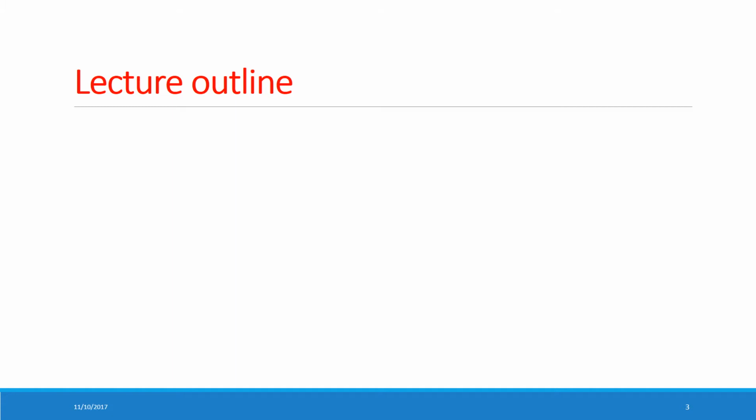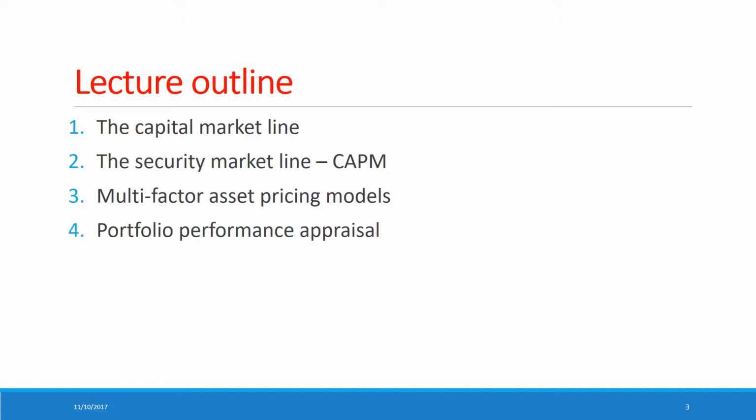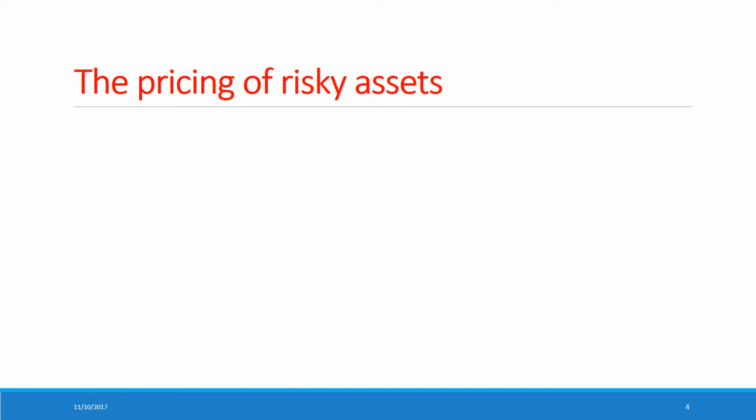So the outline of this lecture includes, firstly, we introduce the capital market line. Then we introduce the security market line, which is basically the CAPM model or the capital asset pricing model. We then introduce additional asset pricing factors or risk factors into the CAPM model. And finally, we look at a few ratios that people use to evaluate portfolio performance.